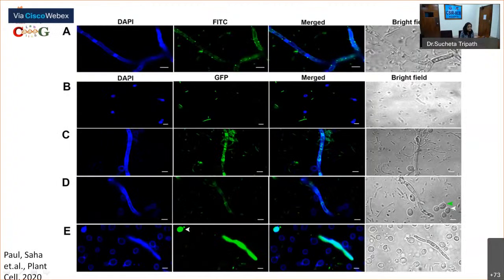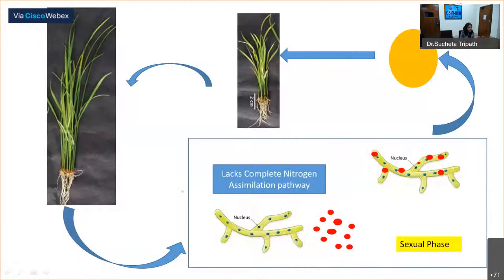And Anindita and her collaborators did a lot of experiments, microscopy and TEM and other things to show that, in fact, indeed, that is the truth. You can see the bacteria is growing inside the yeast. The yeast is unicellular sometimes, but when the sexual phase happens inside the plant, it becomes multicellular, and that is when the bacteria is sitting inside the yeast. So this was proved, and this is a very big finding, and this was published in Plant Cell.